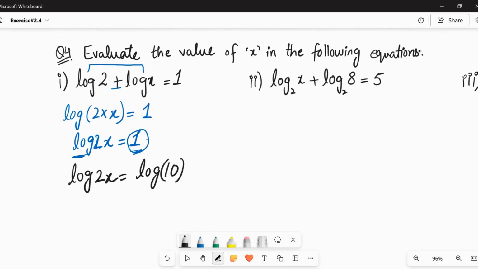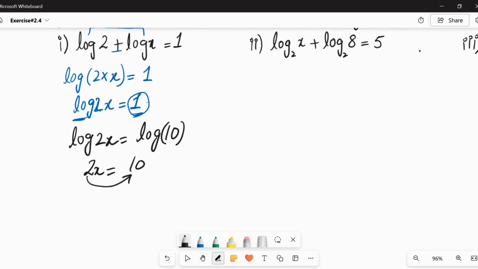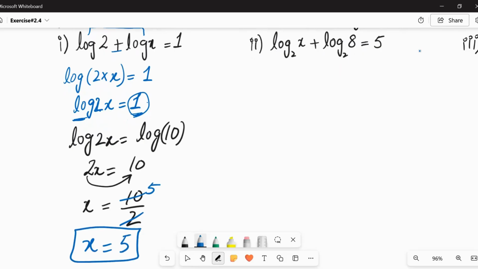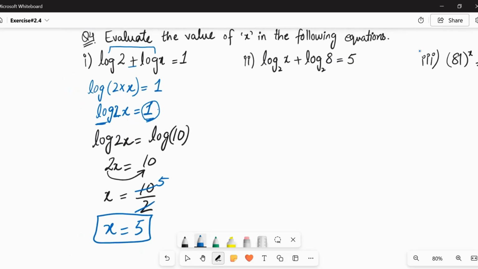Now the log on both sides will cancel out each other and you're left with 2x equals 10. Now you want to find the value of x, so 2 will shift to the right hand side and divide 10, so you'll write it like this, 10 divided by 2, and you'll get the value of x equals 5. So first you applied the product rule, replaced 1 with log 10, the log on both sides cancelled out and you were left with just values, 2x equals 10. Then you shift the 2 to the right hand side and get x equals 5.